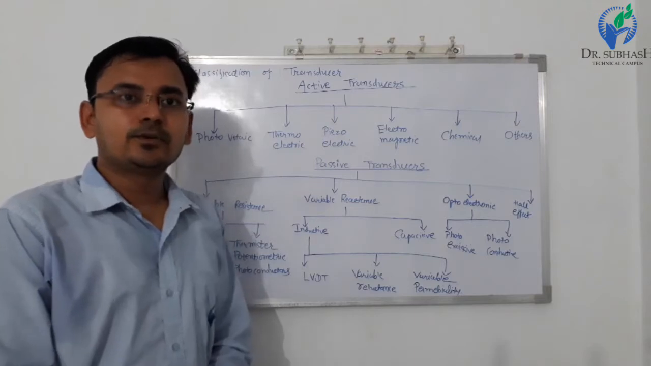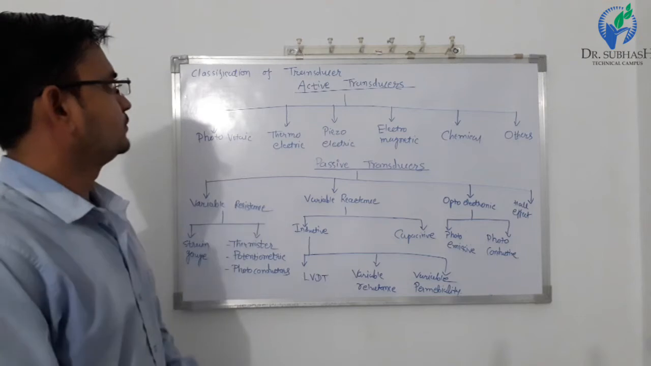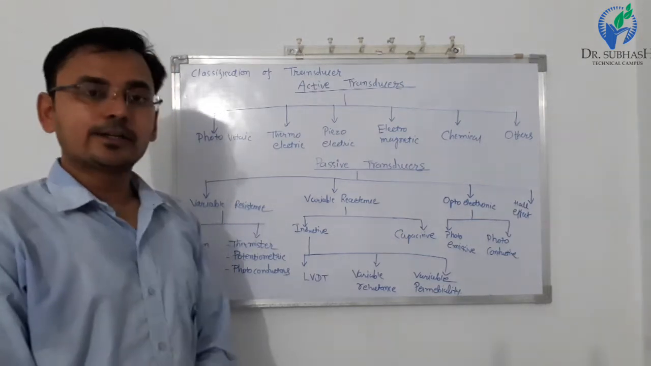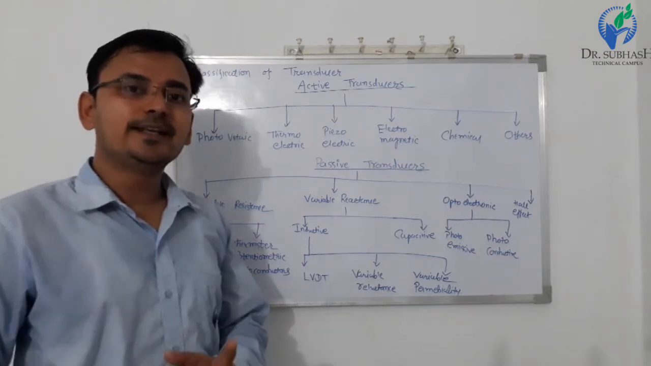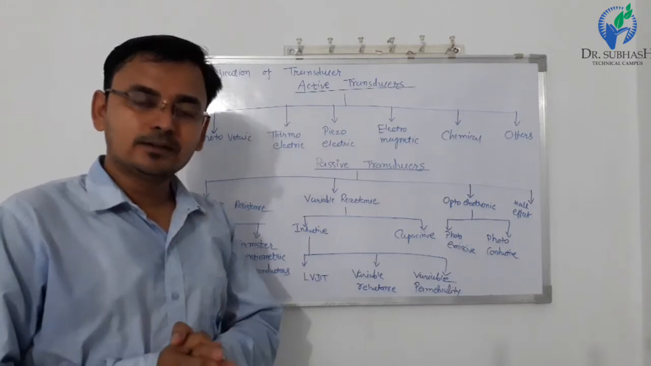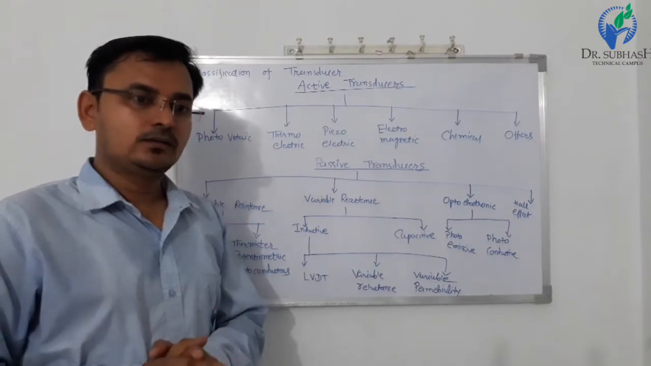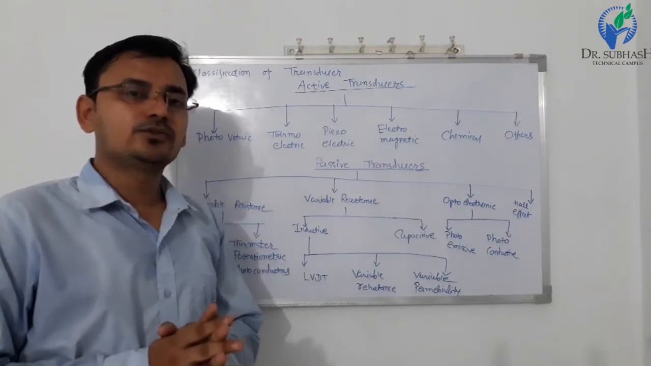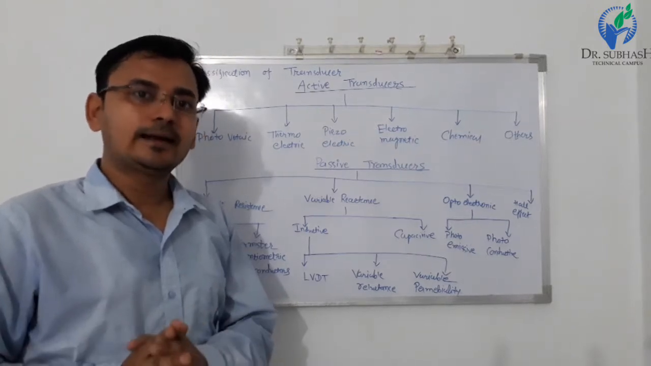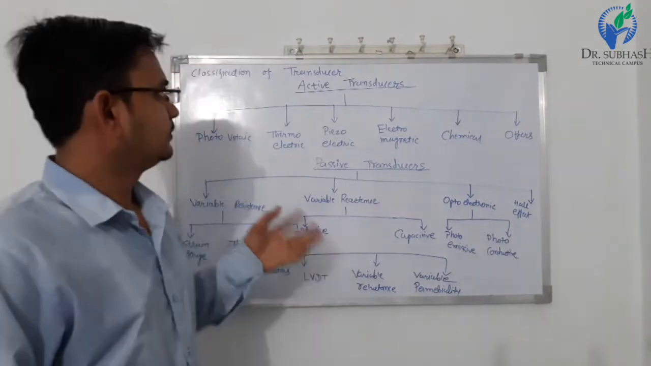Now we will discuss the classification of transducers. First of all, we will see what a transducer is. A transducer is a device which converts the physical quantity to be measured into an equivalent electrical signal. Or in other words, we can say that a transducer is a device which converts a non-electrical quantity into an electrical quantity. So it is clear now.